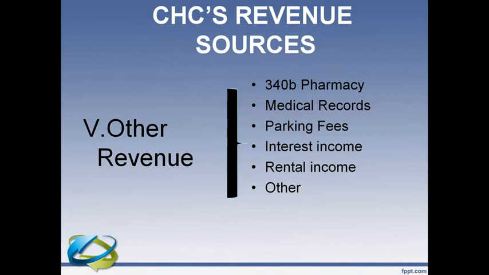And then, of course, there's little revenue for medical records, parking fees for some of you, interest income, rental income that you may have, and other miscellaneous types of things. This is typically not a very big revenue source component, except for the 340B pricing piece of it. That can be very significant to the community center.